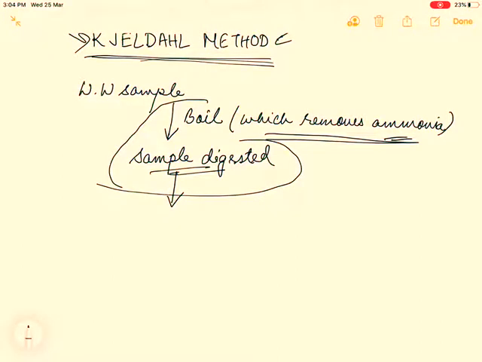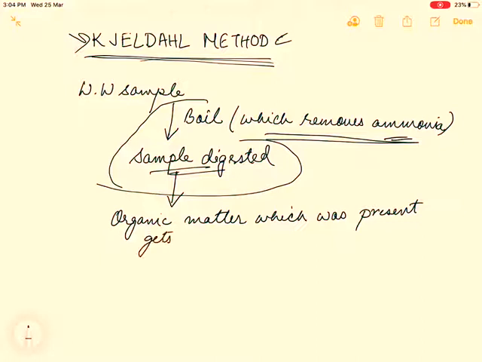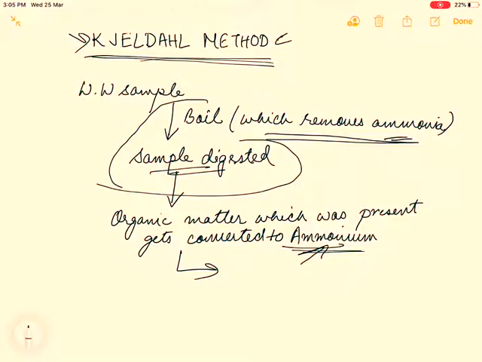Now in the digestion, in sample digestion, the organic matter that was present gets converted to ammonia. Okay, the organic matter gets converted to ammonium, sorry, not ammonia, it's ammonium, and this ammonium is measured and calculated.